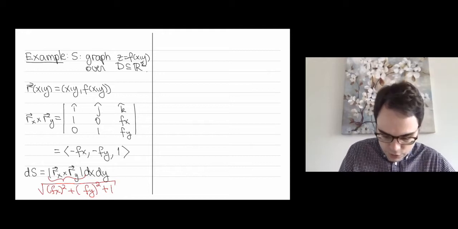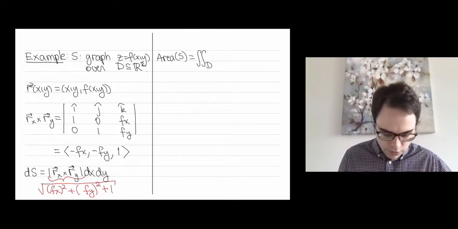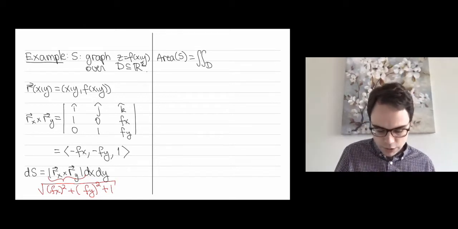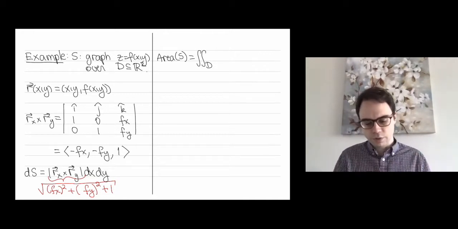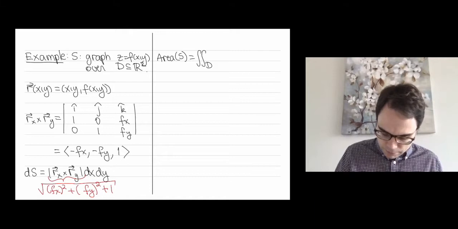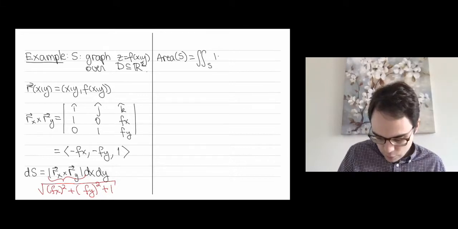So for example, we recover the fact that the area of the surface is the double integral over the region of the area of this graph. It is the double integral over the projection of the graph, the region where the function is defined, and then you multiply the function 1 times dS. Let me just write that in 2 stages. So it's the integral of 1 times dS.